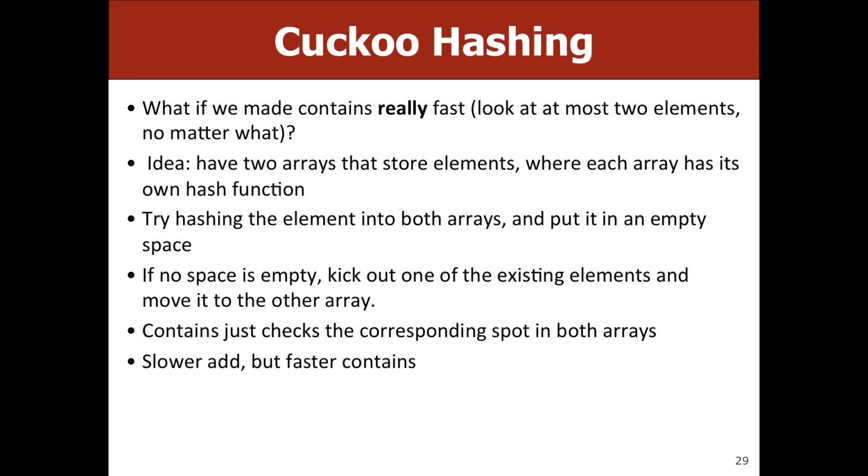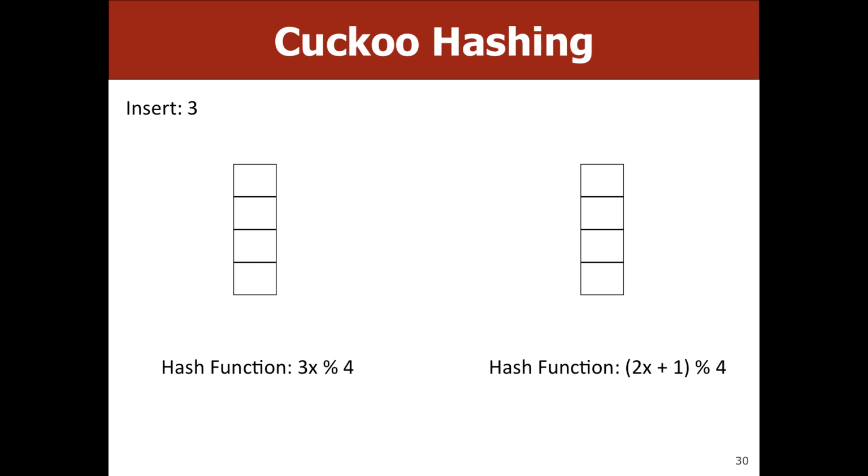The bad thing about this is add becomes a little bit harder, because when you add, you might have to kick out an element that was already there and move it to the other hash table. That's why it's called cuckoo hashing, because it's kind of like what the birds do. It's important that they have 2 different hash functions, because if they were the same, then something that collides will collide in both hash tables instead of just in one, right? So if these are 2 hash functions, when we insert 3, we can randomly choose to put it in this array over this array.